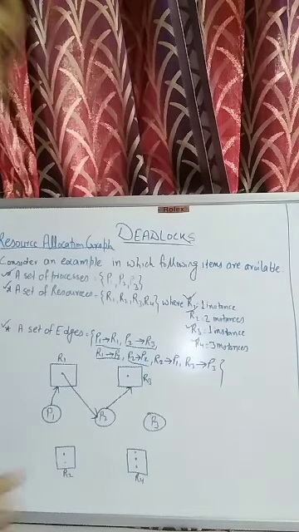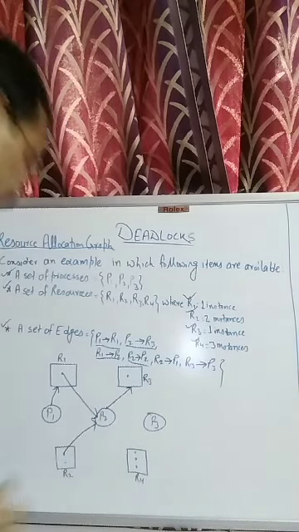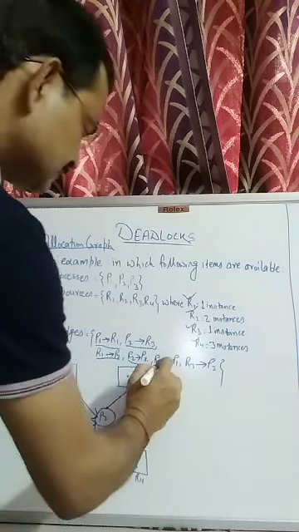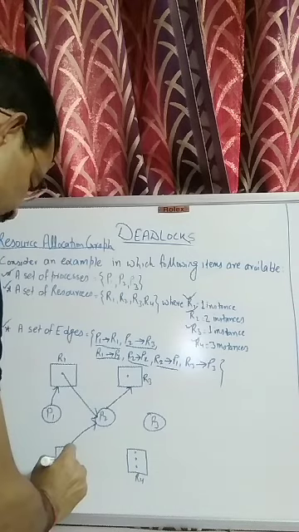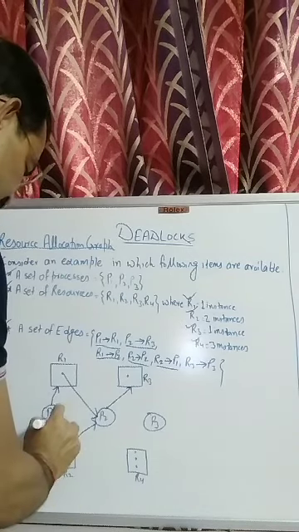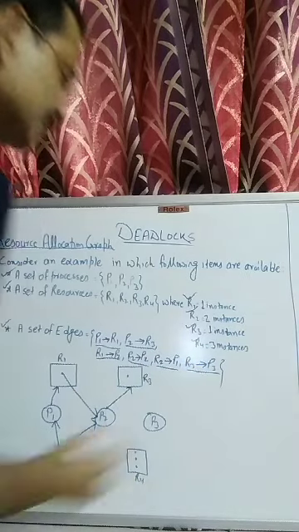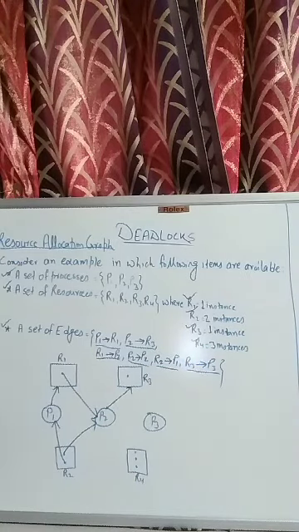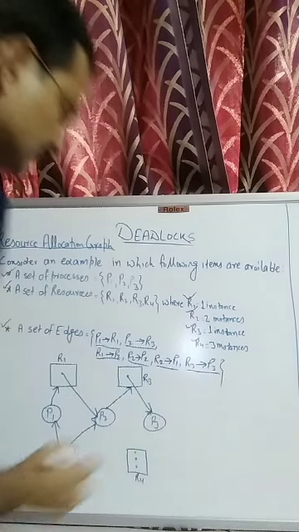Next is R2 arrow P2. It means one instance of R2 is allocated to process P2. Next is R2 arrow P1, that is, one instance of R2 is allocated to process P1, and R3 arrow P3, that is, one instance of R3 is allocated to P3.